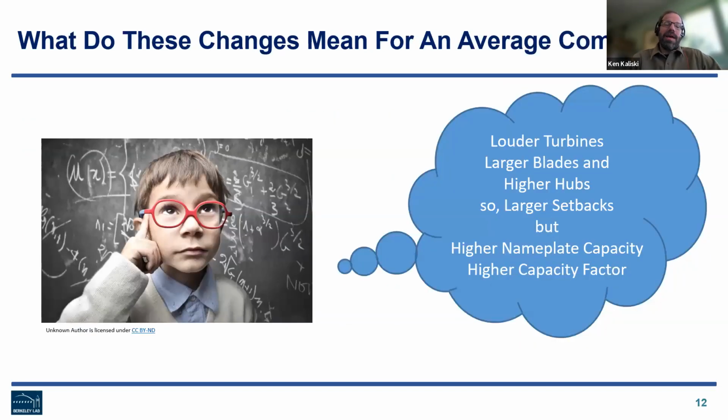So we have an algorithm here. We have, I'm not going to say louder turbines because that's at the receptor, but we have turbines with higher sound power. We have longer blades. We have higher hubs and higher tip heights. So that results in larger setbacks from people. At the same time, we have higher nameplate capacity. We have higher capacity factors.